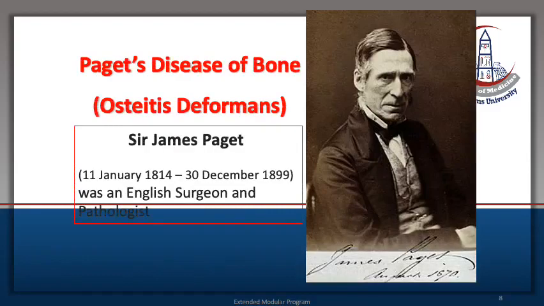The third disease included in the hereditary bone problems is called Paget disease of bone, or another name, osteitis deformans. Osteitis deformans is first described by Sir James Paget, who was an English surgeon and pathologist, and thus the disease is named Paget's disease.